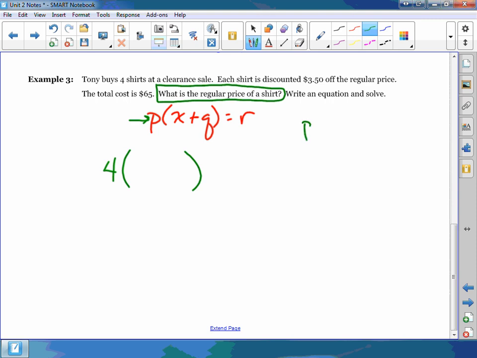Well, I don't know what that price is. So that would be a great place to start for a variable. Call it P. But each shirt, the regular price is discounted by $3.50. So if I'm not paying P for each shirt, I'm paying P minus $3.50 for each shirt. The price minus $3.50 for 4 shirts, and the total here is going to be $65.